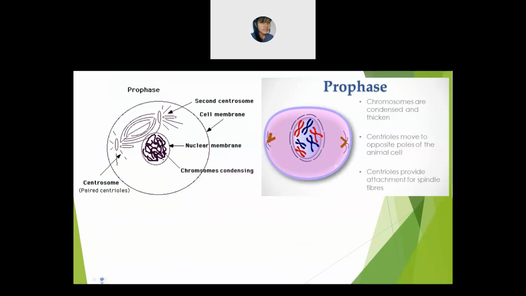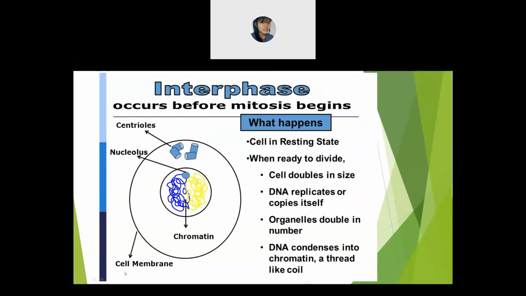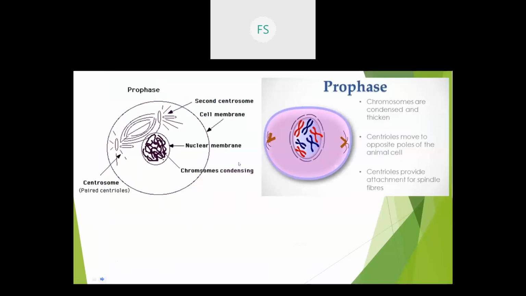Now let's see the mitotic phase. The first phase is the prophase. In this, you will get chromosomes that are condensed and thickened. Before, it was chromatin. Do you remember chromatin, this one? They were very thin, isn't it? Yes, chromatin was very thin.